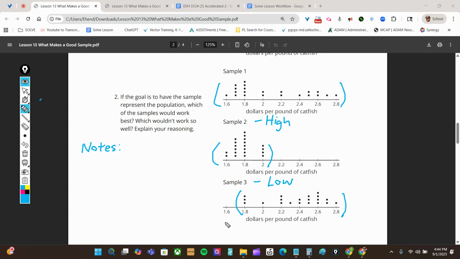So put that in your own words. I'll say it again. A good sample has the same shape, center, and spread as the population. That's the simplest way I could put that. All right, so go ahead and put that in your notes. We'll keep it moving.